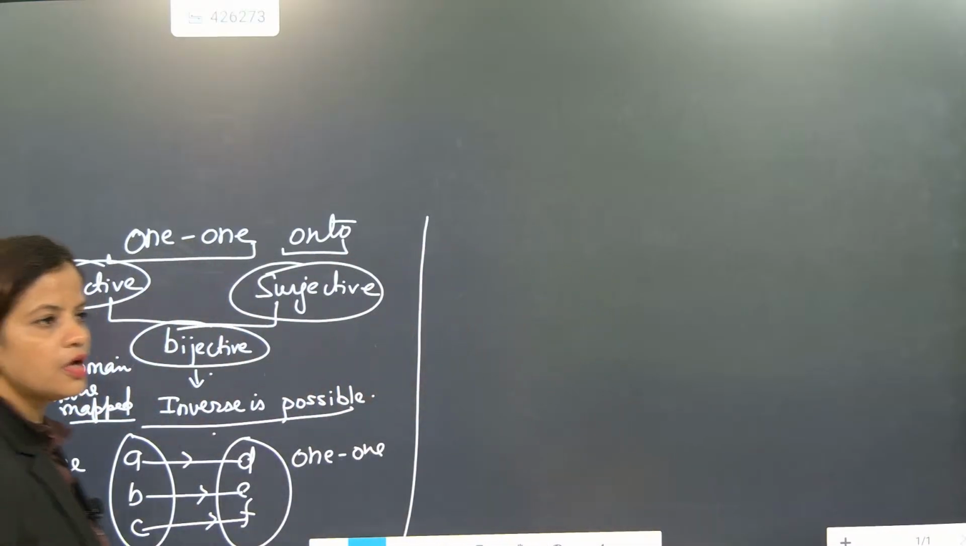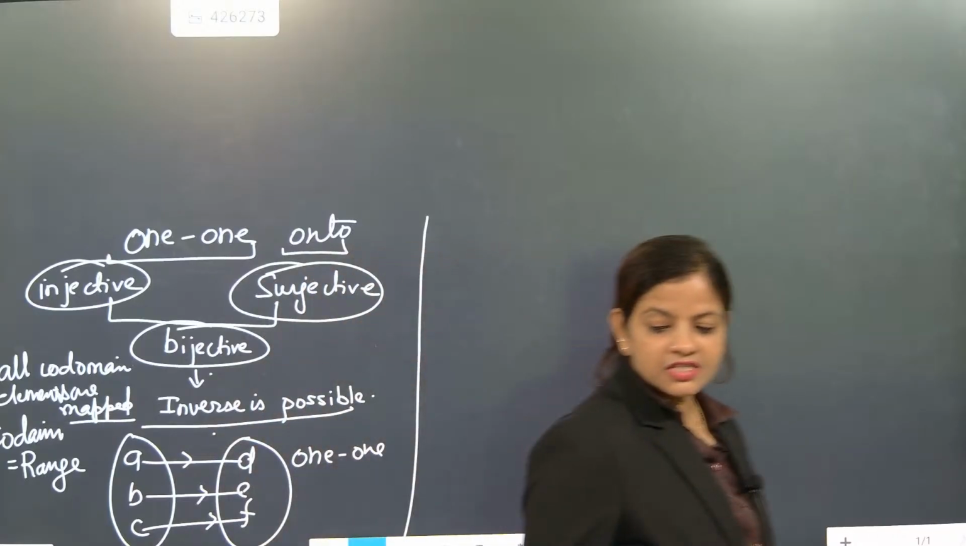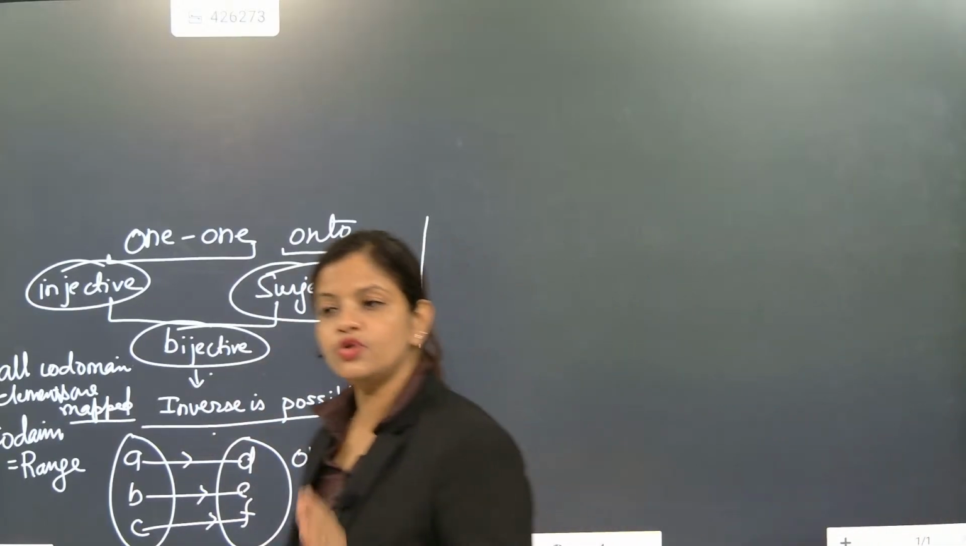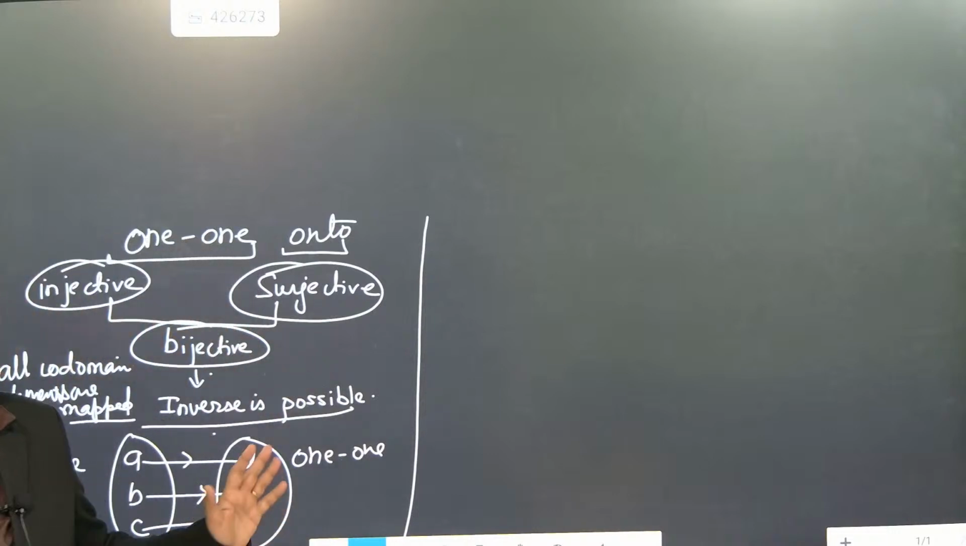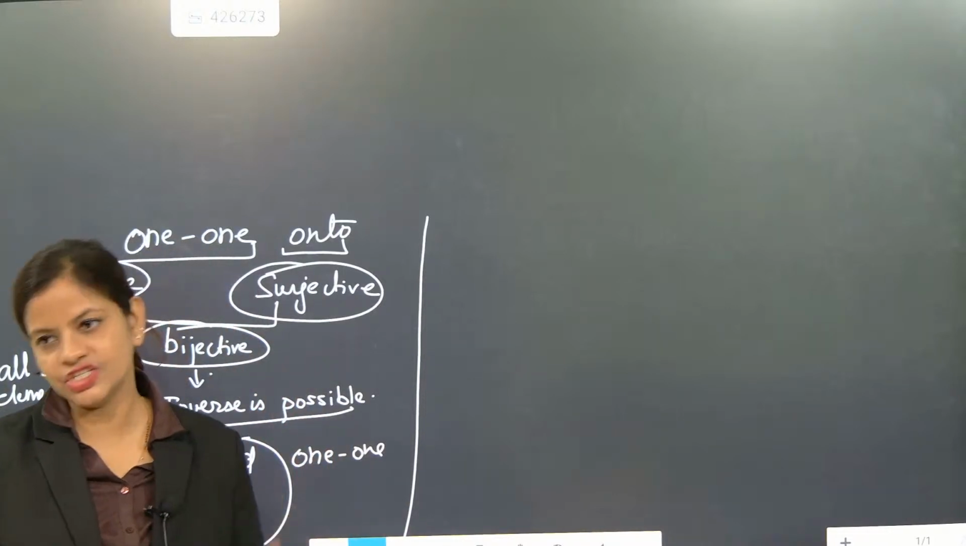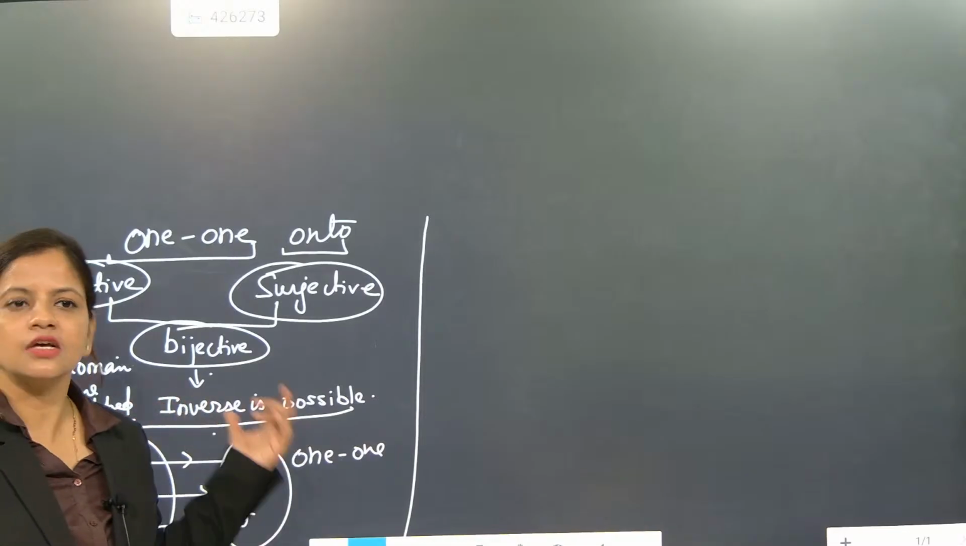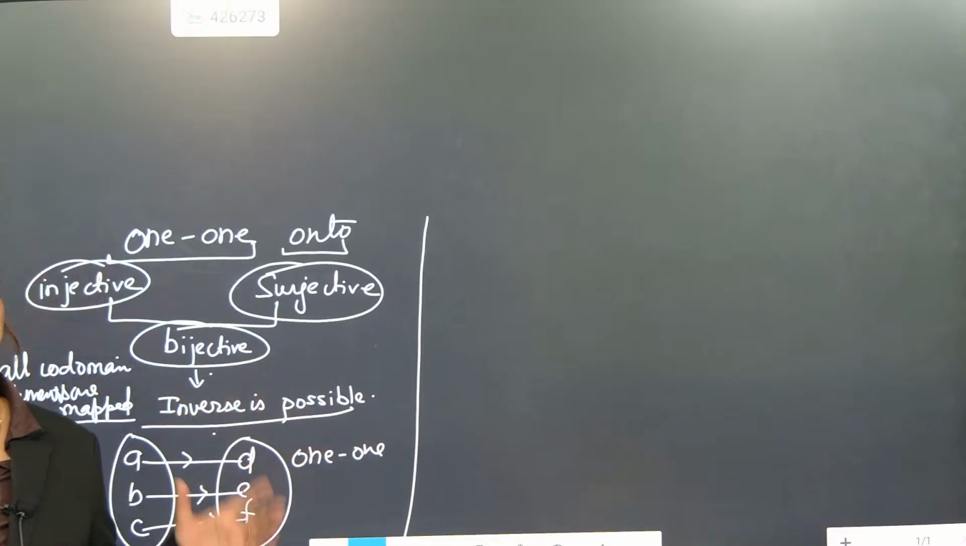Now understood or not? So here, this is exactly most important. Did you understand this part? 1-1 onto function, did you understand? 1-1 onto is bijective. 1-1 is called injective. Onto is called surjective. Together it is called bijective. And its inverse is possible.